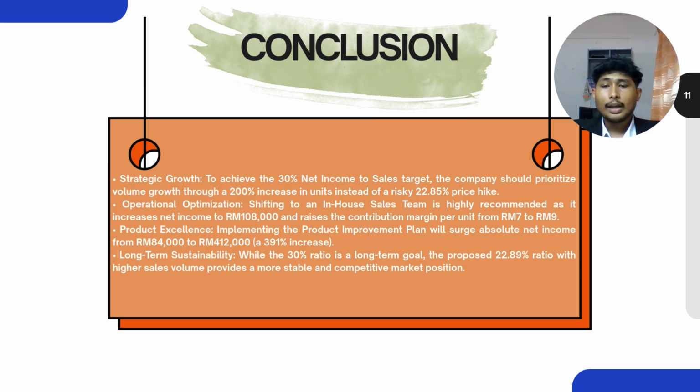a very healthy 22.89% ratio by focusing on quality improvement and operational efficiency through an in-house team. We are transforming our profit from 84,000 ringgit to a sustainable 412,000 ringgit. This roadmap ensures we remain competitive and profitable throughout 2025 and beyond.